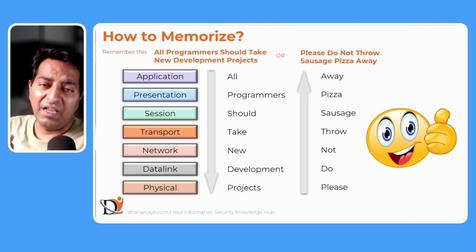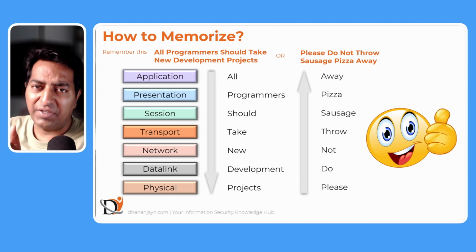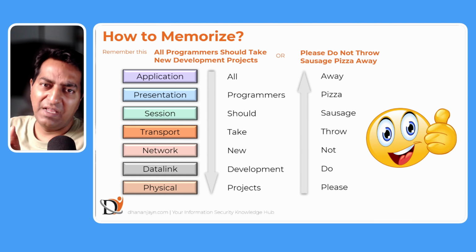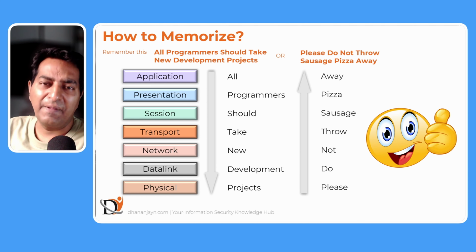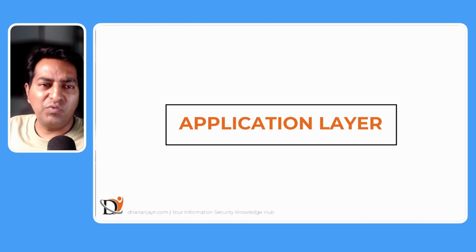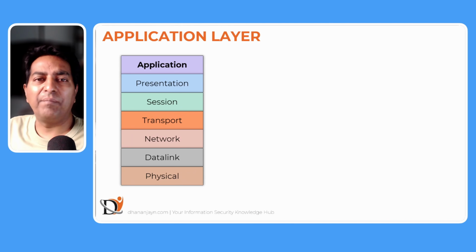So friends, be very careful while going through my slides, because I have tried capturing all the possible details. All the information that I have collated from different sources has been structured in such a way that you understand it correctly. So with this, let's move on to the first layer in the OSI model, which is the application layer.